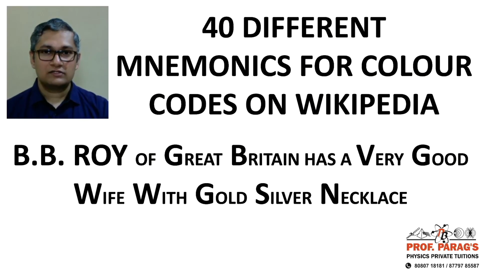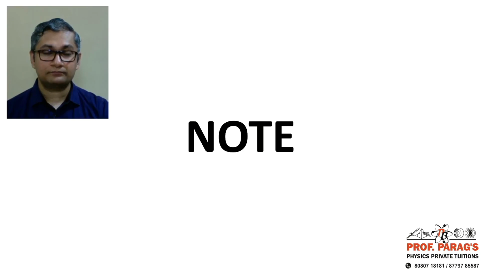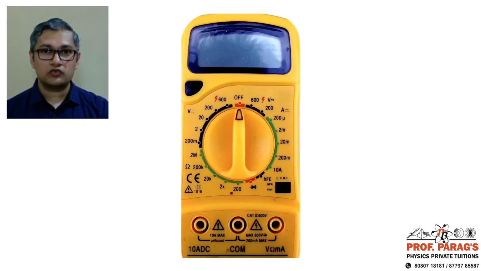Okay, so this is all about color coding. Please note, color coding is not essential. You can also use this device, this yellow device with this knob here, and there is a screen. This is what we call a multimeter. Once your college begins, which we don't know when, after the lockdown gets over, in your physics practicals all of you are going to use this. This is called a multimeter. Why? It measures multiple things.